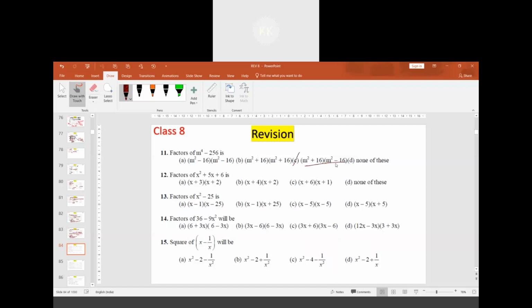Option C is correct. In this case, we can factorize again. It can be written as m square plus 16 multiplied by m plus 4 into m minus 4.